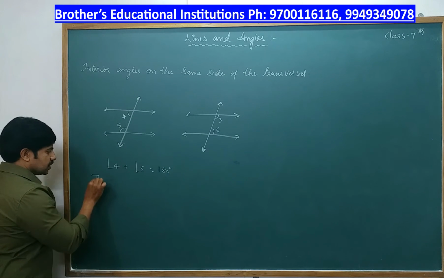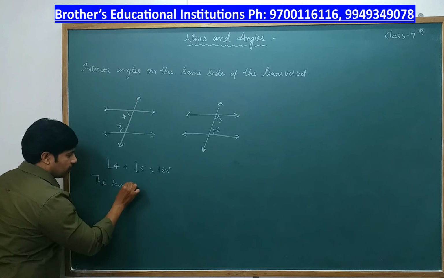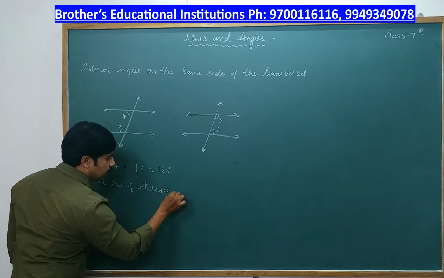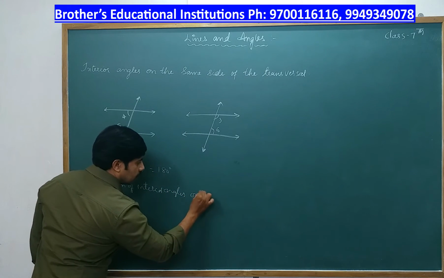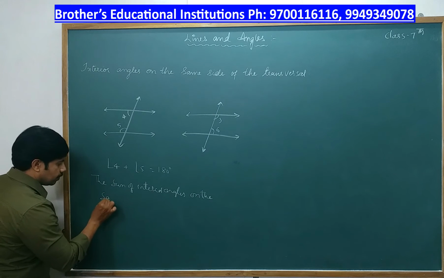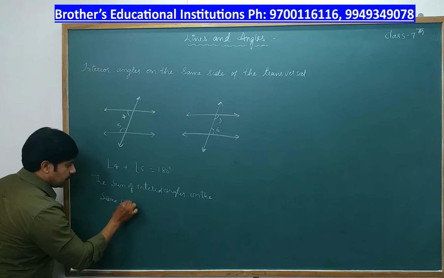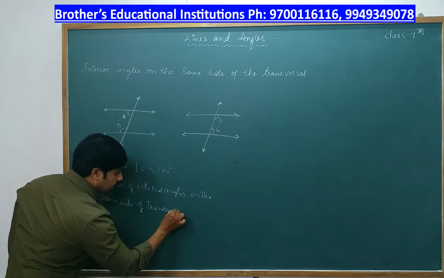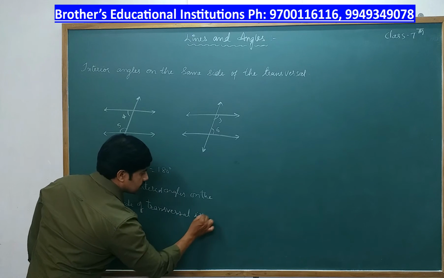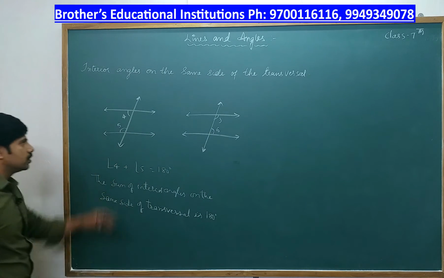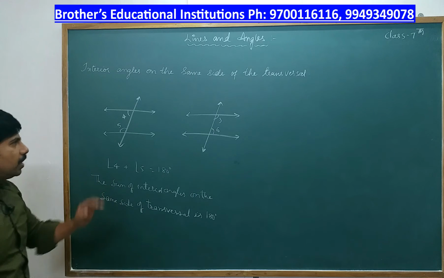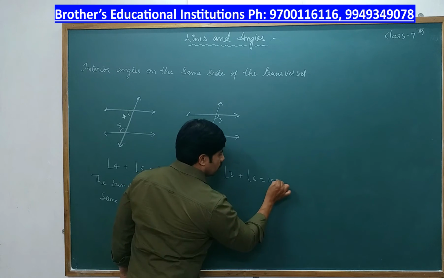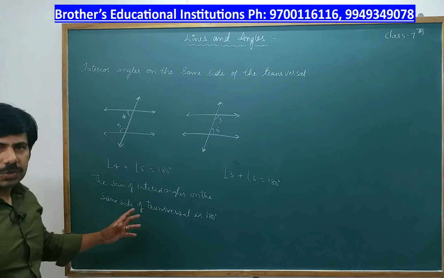Okay, see, the sum of interior angles on the same side of a transversal is 180 degrees. So angle 4 plus angle 5 is 180 degrees. Similarly on the other side, angle 3 plus angle 6 is also 180 degrees. So this is the transversal concept.